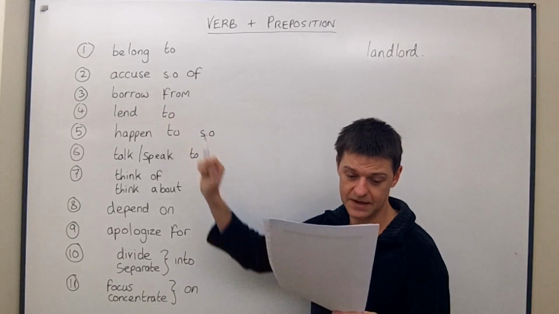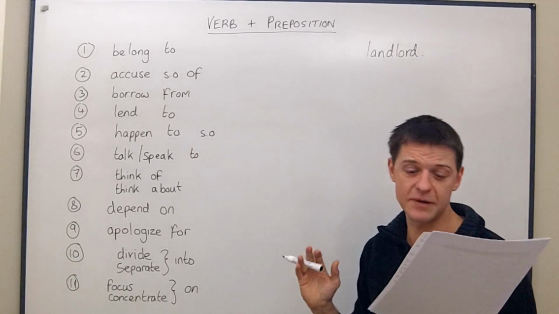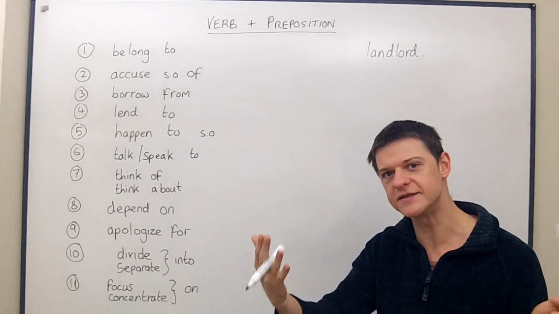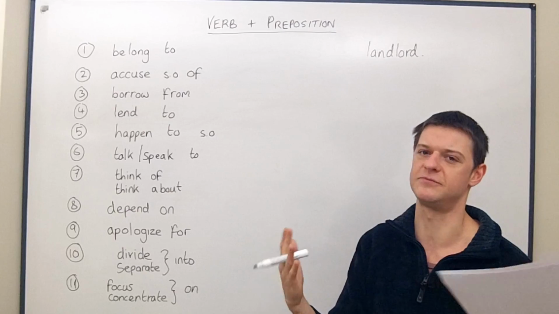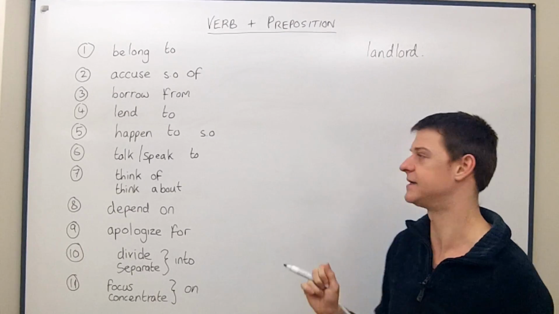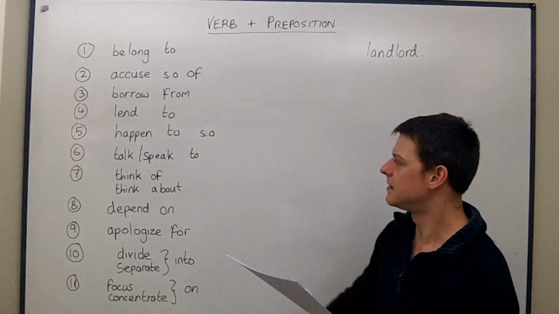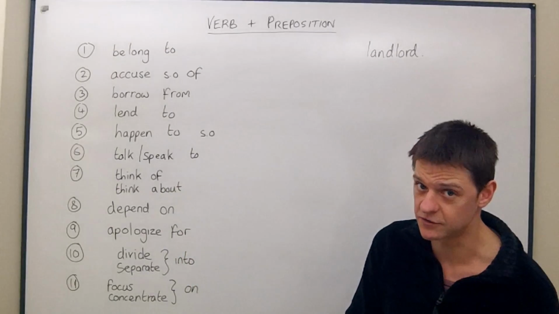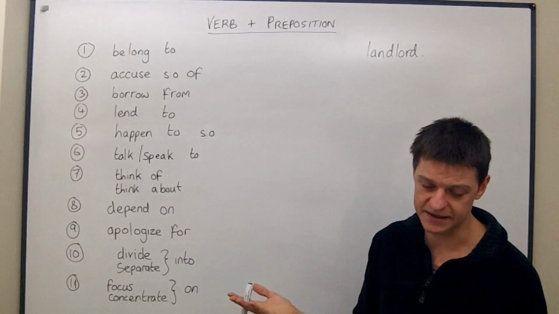Okay, the next one. Who do you usually borrow money from? If it never happens, then speak to the screen and say, I never borrow money from anybody. Okay. Number 4. Who do you often have to lend money to? Okay, who do you lend money to?